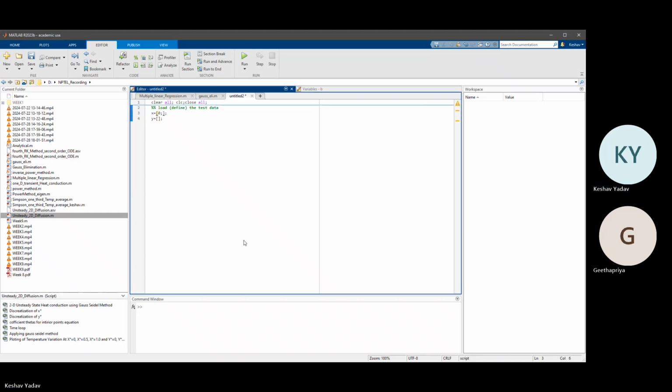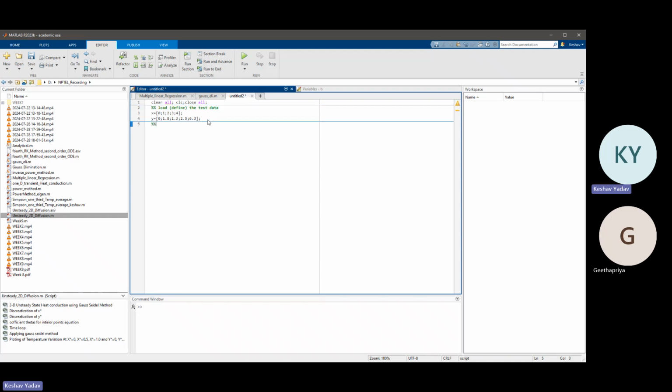So my x is what? 0, 1, 2, 3, 4. Okay. 1, 2, 3, 4, 5 values I have. Corresponding y what I have? 0, 1.8, 1.3, 2.5, 6.3. Okay. So I have now loaded the data.